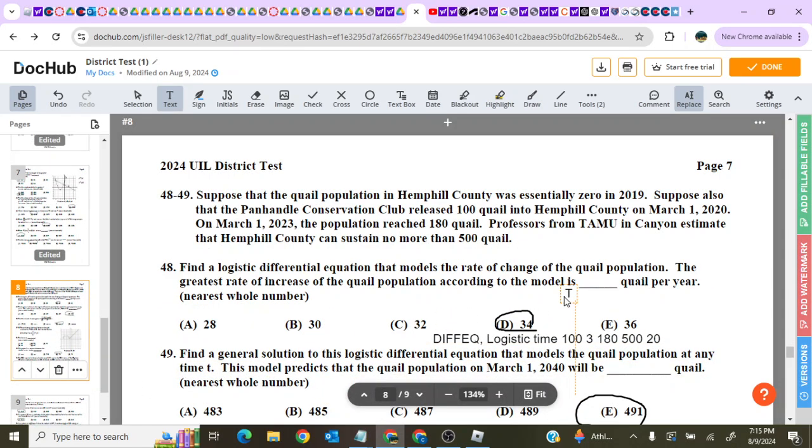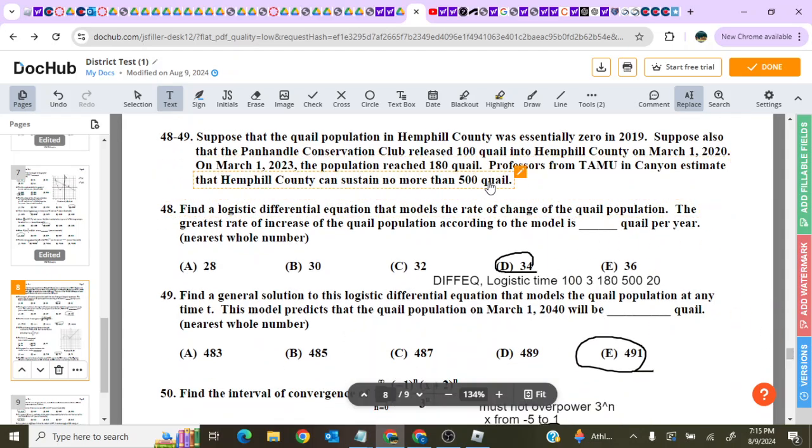48. Suppose that the quail population was essentially 0 in 2019, and they released 100 quail in 2020. Population reached 180 quail 3 years later, and they don't think the population can sustain more than 500. This is going to be a logistic equation because it said it can't sustain any more, and it also increases. Really, if you're just seeing something about them introducing a new species, it's almost always logistic.